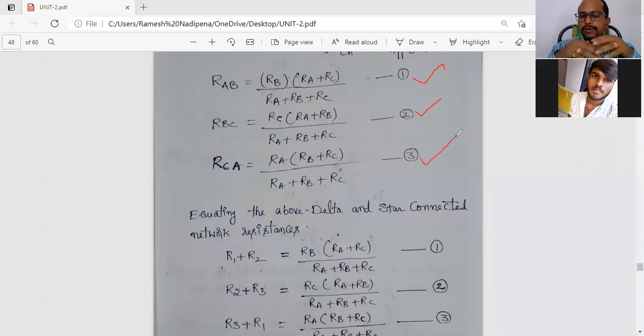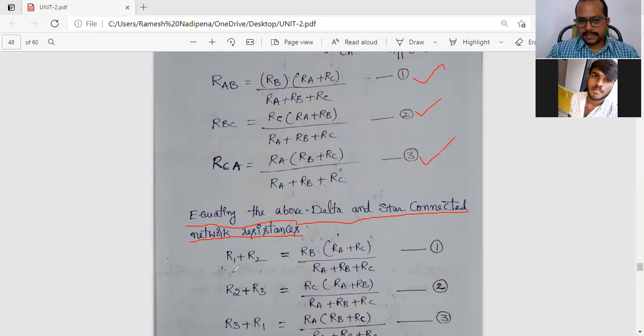Okay, so far we have derived star connected elements and delta connected elements. Next step is equating the above delta and star connected network resistances. Right, now equate those two. The reason is here we need to derive the expression for delta to star transformation. For that, first we have calculated delta connected elements, after that star connected elements. Now equate both, right? Simple.